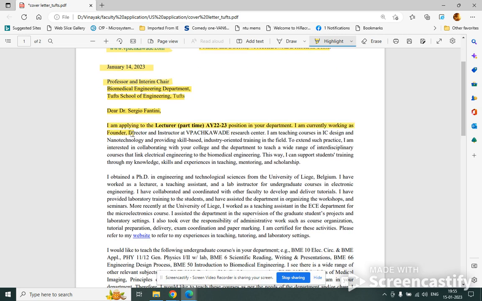You start with the first opening paragraph where you mention the name of the position and the reference number. For example, here I'm applying to the lecturer position, which is part-time. It has a reference number. This information is available from the website where you saw the job advertisement. You can refer to this information and just write it here.